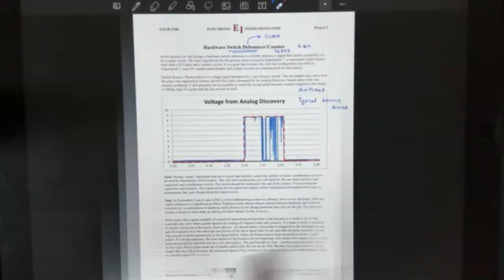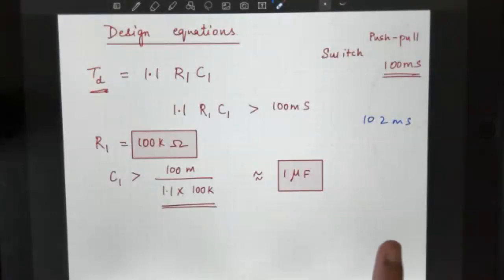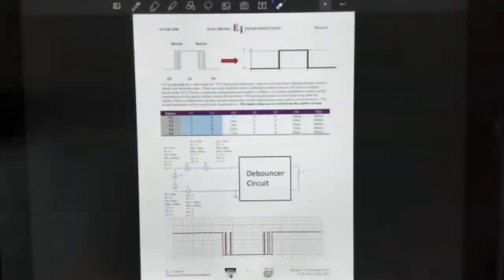Okay, so we talked about that. We talked about what happens. We talked about the design equations that go into this. Let's talk about what we are going to actually explore in project 3.